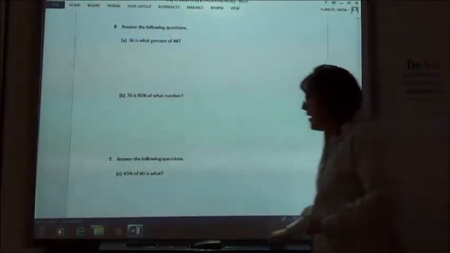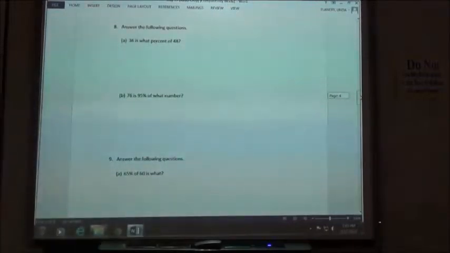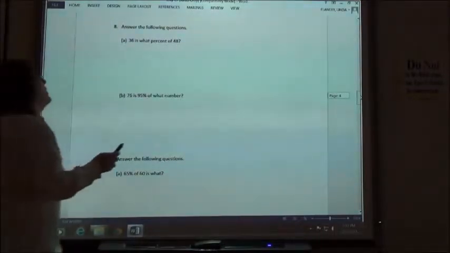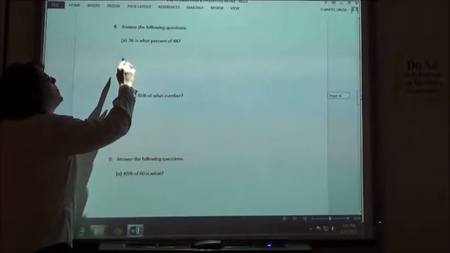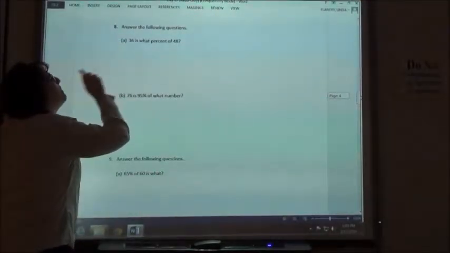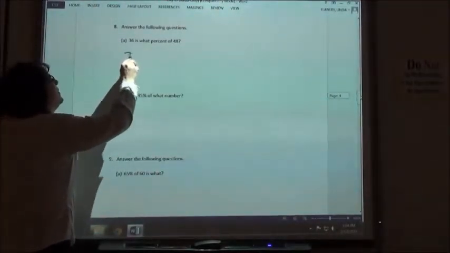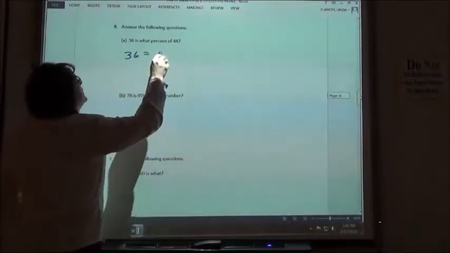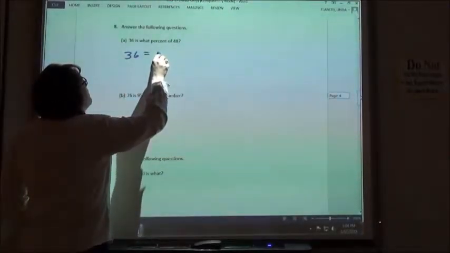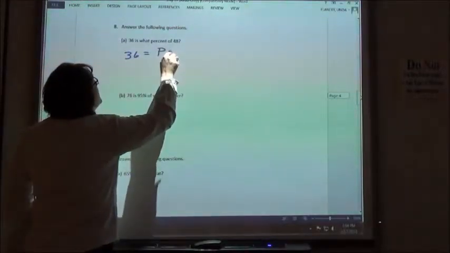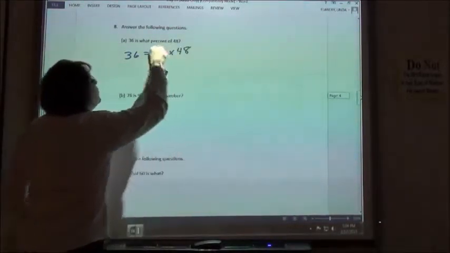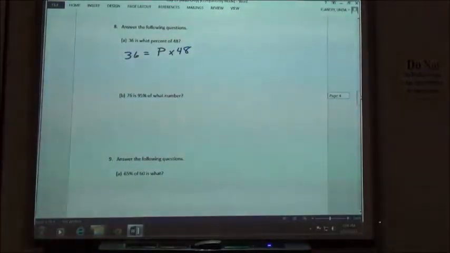So, number 8, I want to translate that into an equation. It says 36 is what percent of 48? What should my equation be? 36 equals P and 48. And you can use whatever variable you want. I just put P for percent. But yes, 36 equals what percent? We put a variable there.